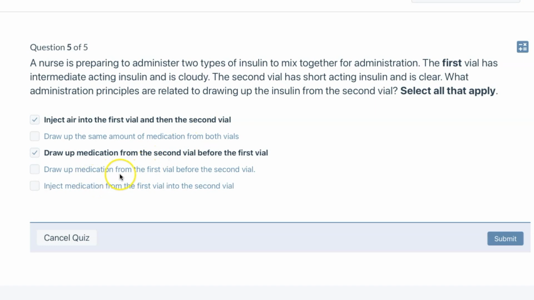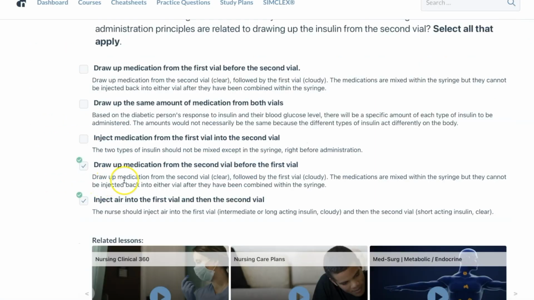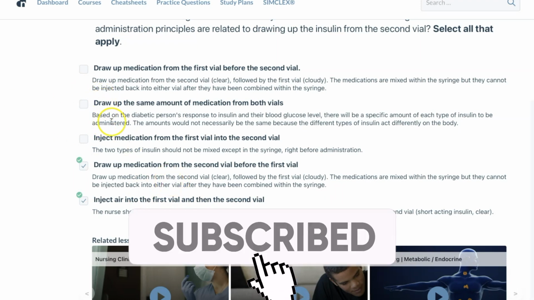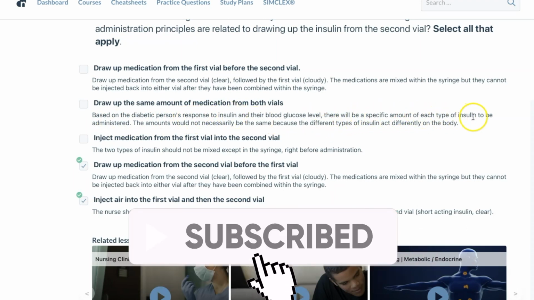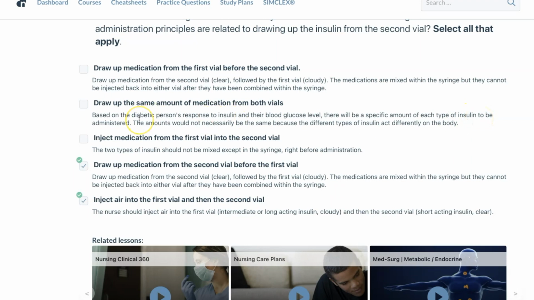Draw up medication from the first vial before the second vial. No. Inject from the first vial into the second vial. First, you draw up medication from the second vial, clear, followed by the first vial, cloudy. The medications are mixed with the syringe, but they cannot be injected back into either vial after they have been combined within the syringe. The nurse should inject the air. You can pause to read the rationales. But once they're in the syringe, then they're ready to be administered. And based on the diabetic person's response to insulin, there's going to be a specific amount of each type of insulin. It's not just arbitrarily the same amount all the time.